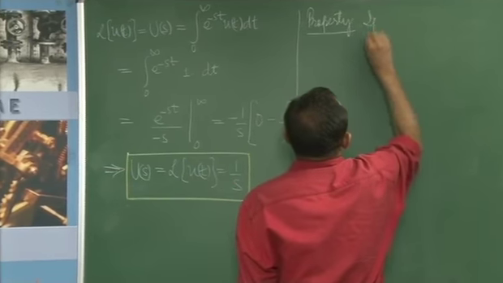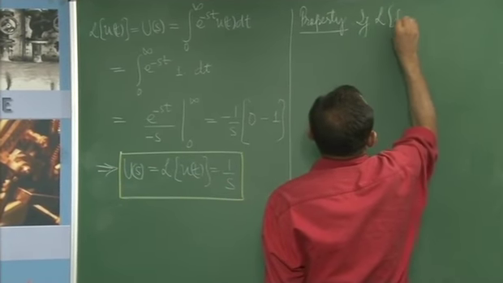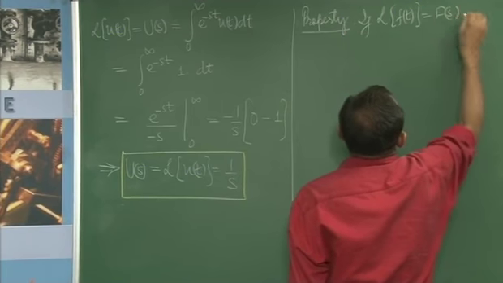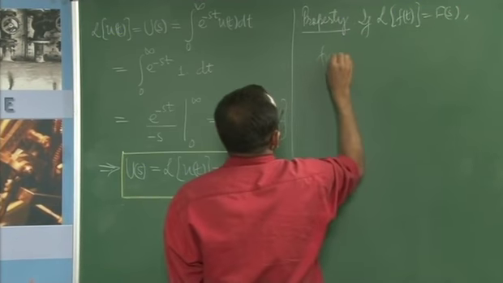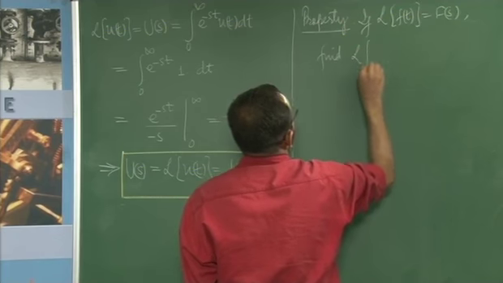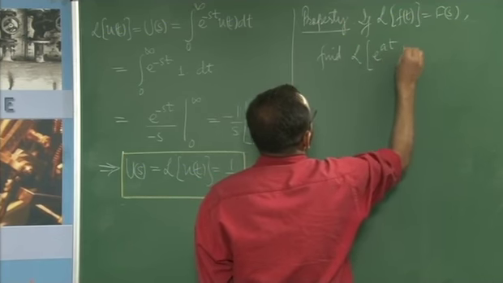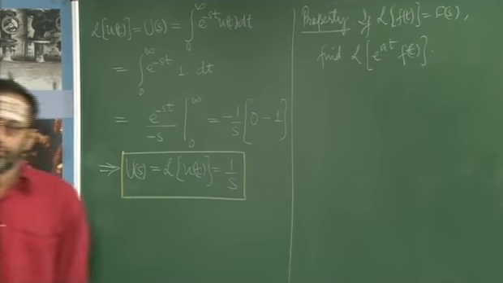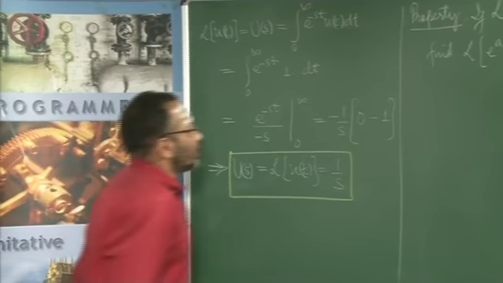If the Laplace transform of f of t is equal to F of s, what we want to find is the Laplace transform of e to the power of a t times f of t. That is our problem now. All right. Now, let us do this.